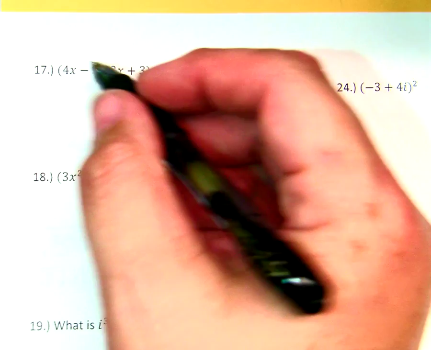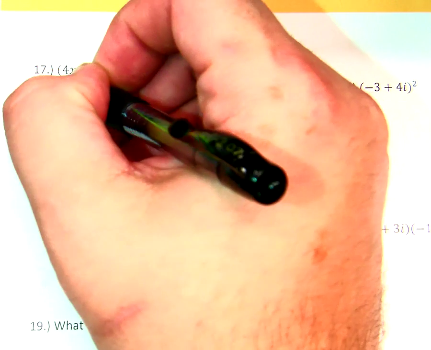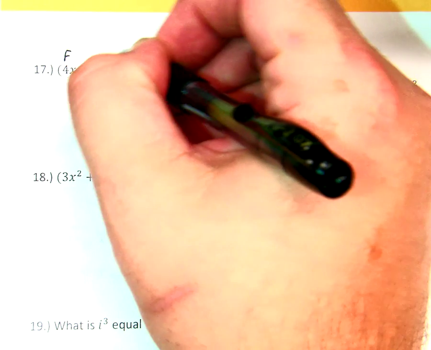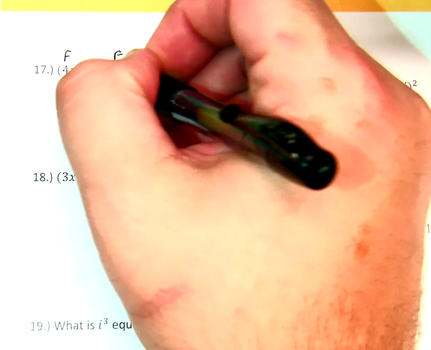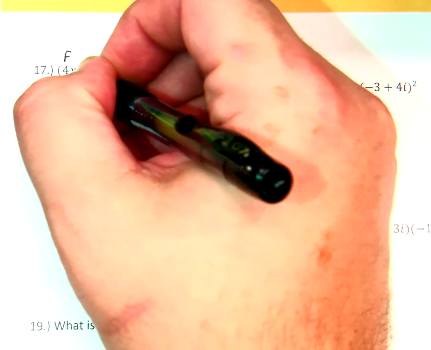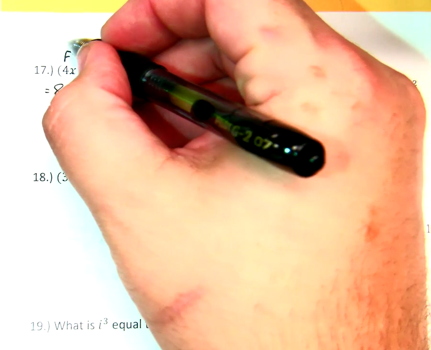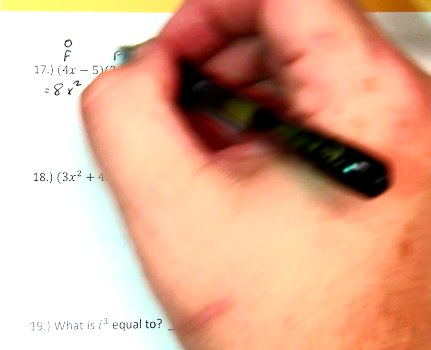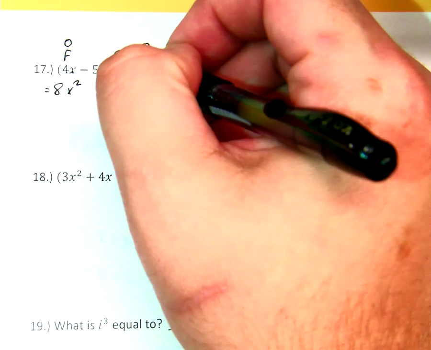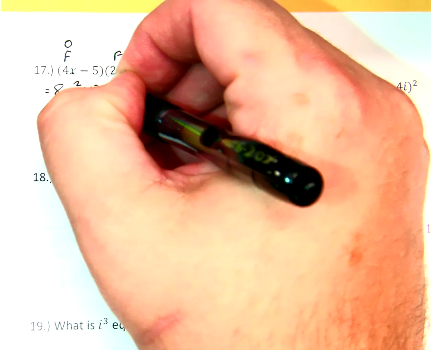So first off, if you FOIL, we're going to multiply the first terms together. 4 times 2 is 8. X times x is x squared. And then we have to do the outer terms. There's an outer, there's an outer. So 4x times 3, that's plus 12x.